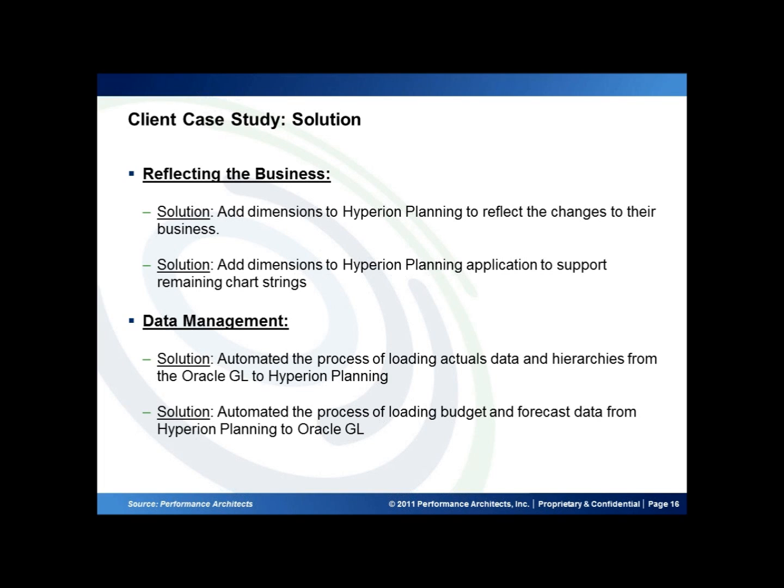We aimed to do away with the manual process. Our goal was to automate the process of loading actuals data and their hierarchies from the Oracle General Ledger to Hyperion Planning. Additionally, we aimed to automate the process of loading their budget and forecast back to the General Ledger from Hyperion Planning.